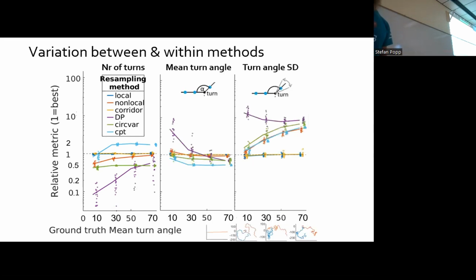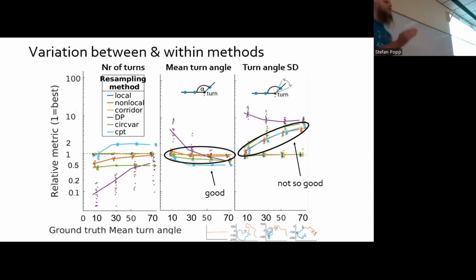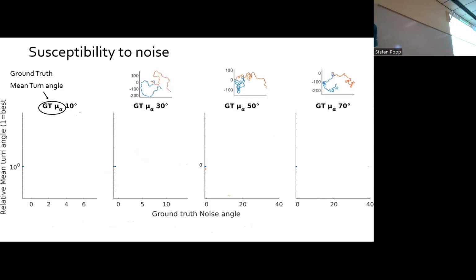And so also between different metrics that you're comparing, there's also variation. And what I want to point out here is the one in red, that is the non-local that I introduced you to in the beginning. So it's pretty good in estimating the mean turn angle, but it's not so good in estimating the turn angle standard deviation. So how much the ground truth turn angle deviates from the mean. And so this could also be potentially important and difficult to tease apart which one is now the best method for your specific application and what you want to find out.